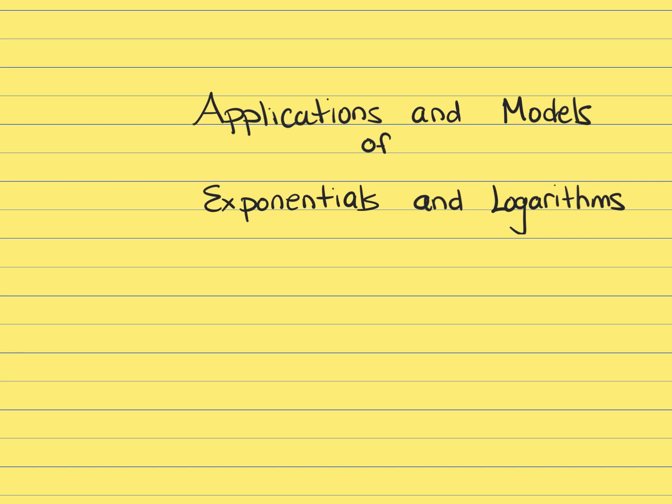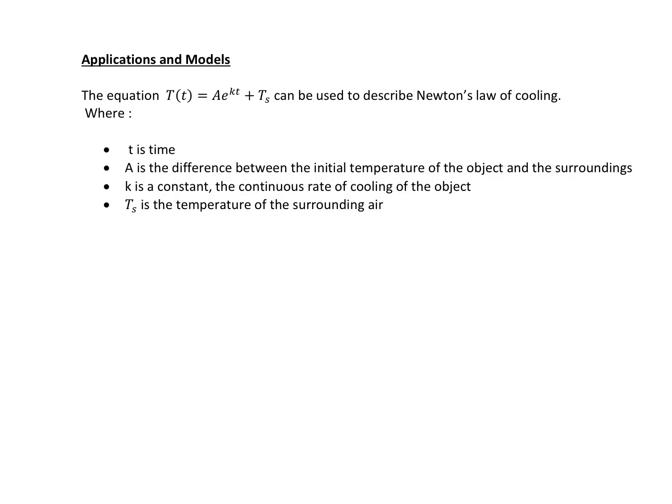In this video, we'll do a couple of applications and models of exponential and logarithmic functions. In the first example, we're going to look at Newton's law of cooling. It says T of t equals a e to the kt plus t sub s. In this particular case, the lowercase t is time. A is the difference between the initial temperature of the object and the temperature of the surroundings. K is the constant, which is the continuous rate of cooling of the object, and T sub S is the temperature of the surrounding air.